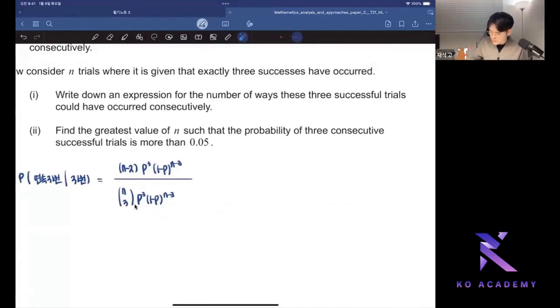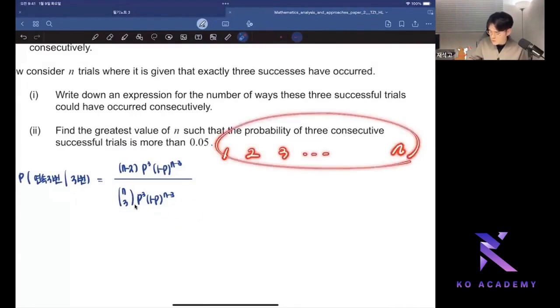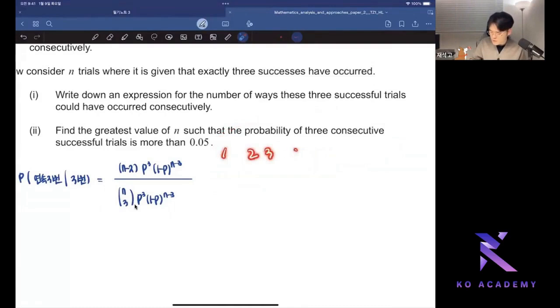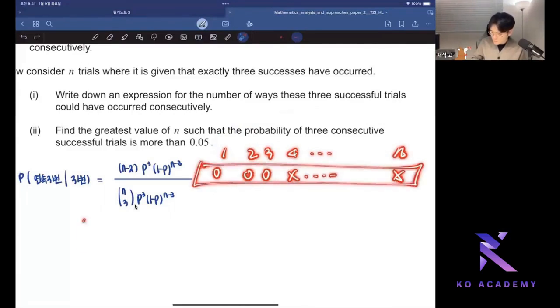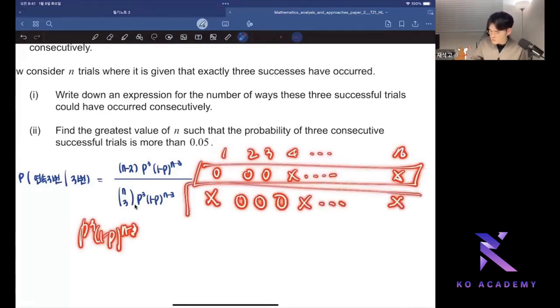So it's like this. For example, we have trials 1, 2, 3, and all the way to the nth trial. So the 3 consecutive successes can look like this. If we have 1, 2, 3, 4, and so on up to n, we can have success, success, success, and the rest are all failures. So what's the probability of this? This probability is p cubed times (1-p) to the power of n-3. There can be cases like failure, success, success, success, failure, and so on. It could look like that. This probability should be the same, right?